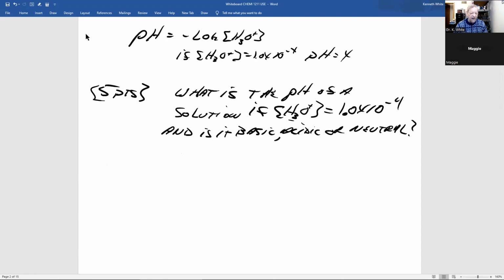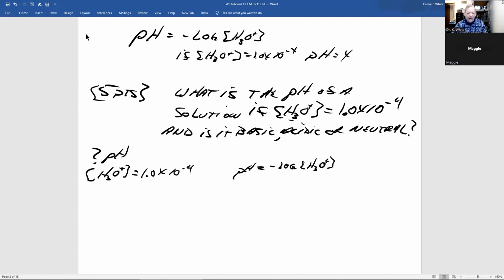All right, what are you trying to find? pH. What are you given? The hydronium ion concentration equals this. And therefore, from important information, test number 4, you know pH equals minus the log. Later on, we have to identify is it acidic, basic, or neutral. Well, let's get the pH first. And we know the hydronium ion concentration is this.